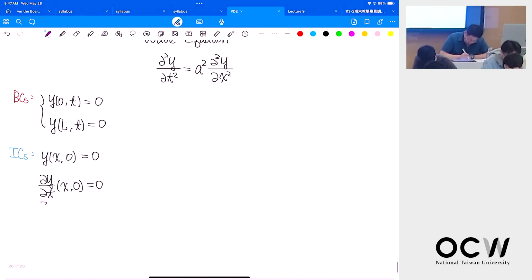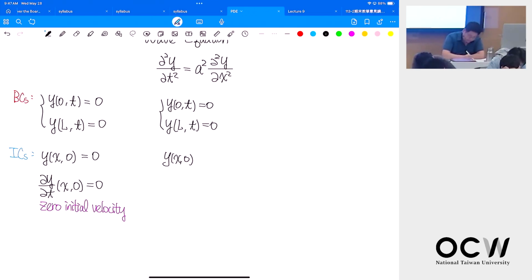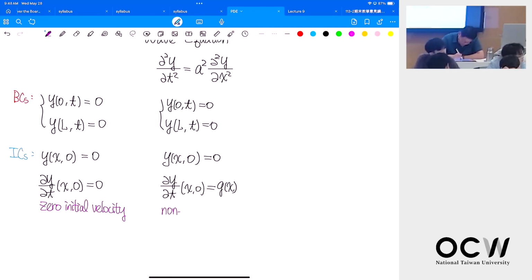That's a 0 initial velocity. And the other one is non-zero initial velocity. So the boundaries are the same. Y of 0, t is 0. And at the boundary, it is still 0. But for the initial conditions, here for the initial velocity, it is not 0. It's a function. So this is non-zero initial velocity.